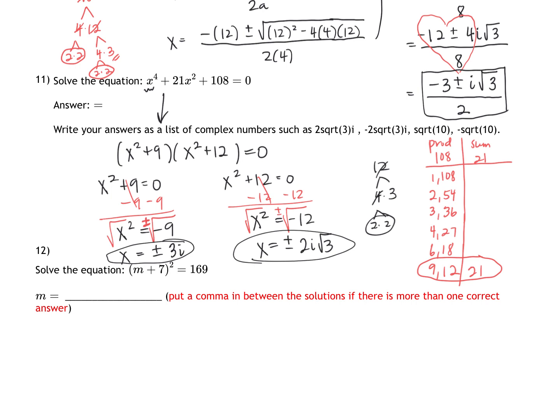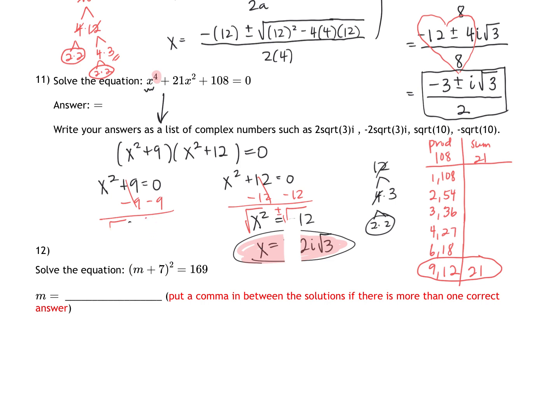Remember that the degree of this original equation was a 4th power. So you're looking for 4 solutions. Here I have plus or minus 3i, that's 2. And here I have plus or minus 2i square root of 3, that's another 2. So those are my 4 solutions.